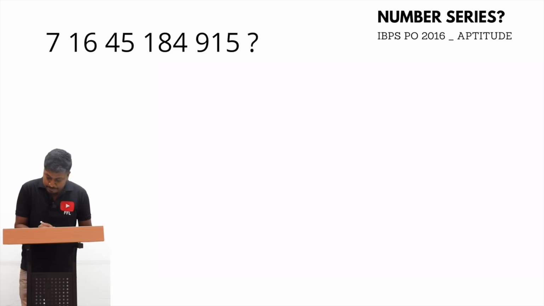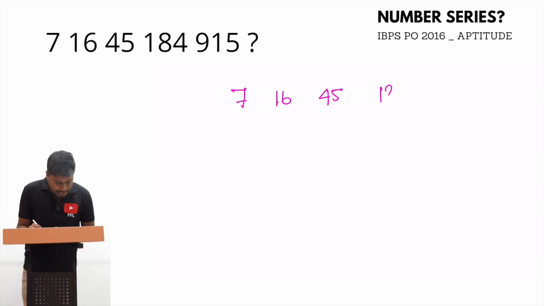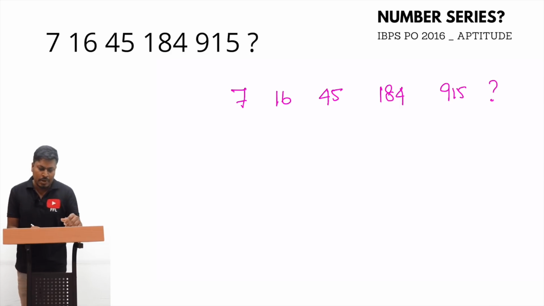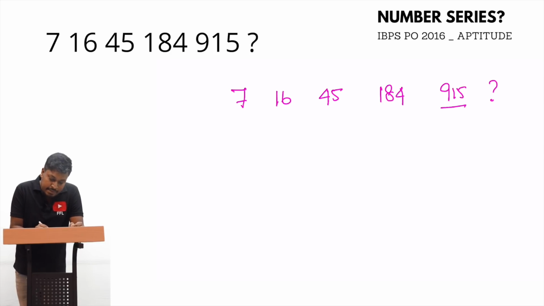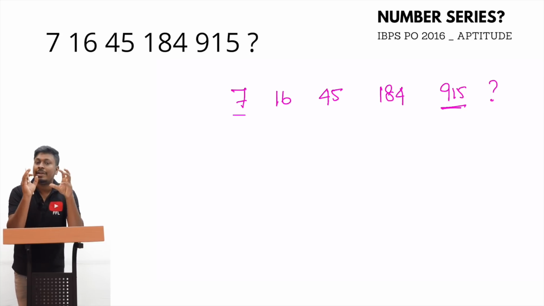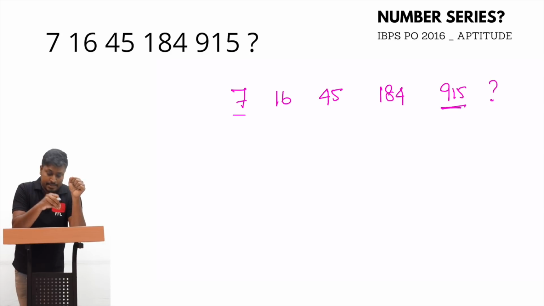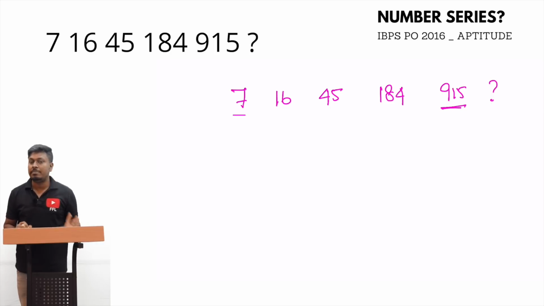So the next question is what? Sorry. So 7, 16, 45, 184, 915 and question mark. Yes. Just look at the last number 915. Starting from 7, ending at 915, it's a huge difference. So from this what you can decide is they have multiplied. Yes or no? Because starting from number 7, the fifth number is 915. So definitely they would have used multiplication.